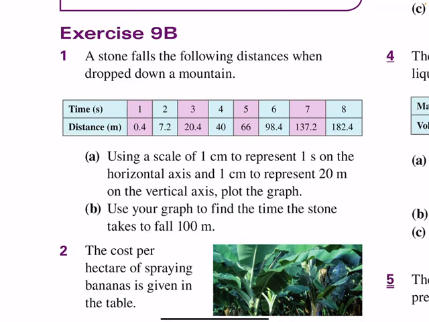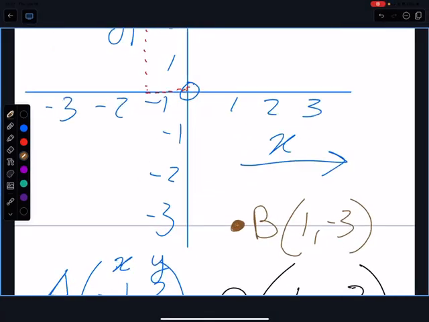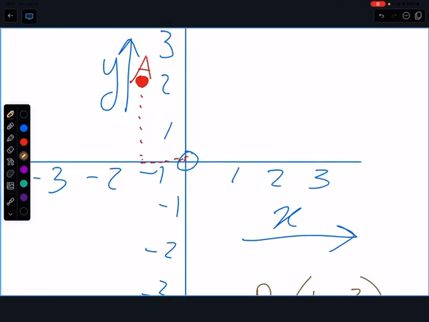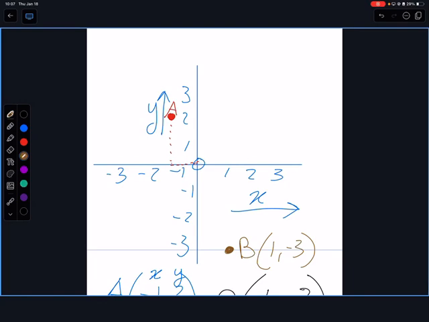Exercise 9B1. You have a table. You need to draw a graph. In an exam, they might tell you the scale as well. What is the scale? The distance between numbers. So a scale of 1 means 0 to 1, 1 to 2, 2 to 3, and so forth. Sometimes they tell you, sometimes they don't.